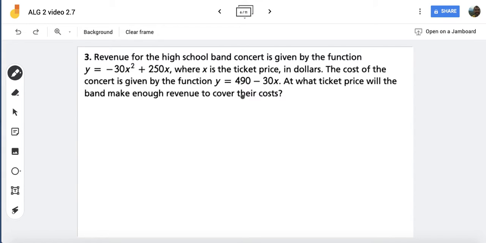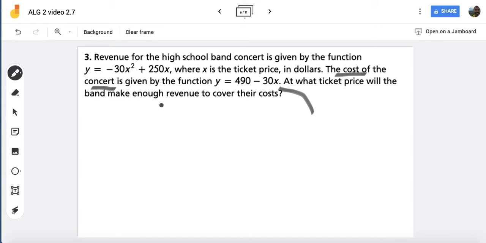Now, I don't think this is realistic because of this value of x, if I plug in $10 for a ticket price, 490 minus 300. If I plug in a 20, I don't understand how the cost of the concert is directly related to the ticket price. I think it would be more like the number of tickets, but let's still go with it.